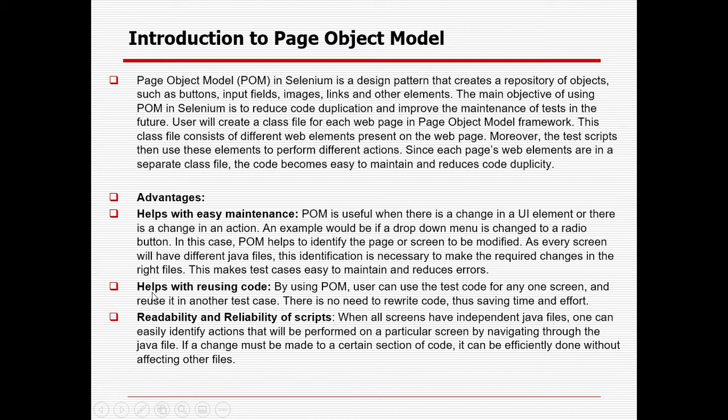Then next, it helps with reusing code. By using the page object model, a user can write the test code for any one screen and reuse it in other test cases, in case of the same sort of page. Suppose, as I already mentioned, the Amazon example: you need to log in and then select some product, and login and this functionality will be used multiple times.